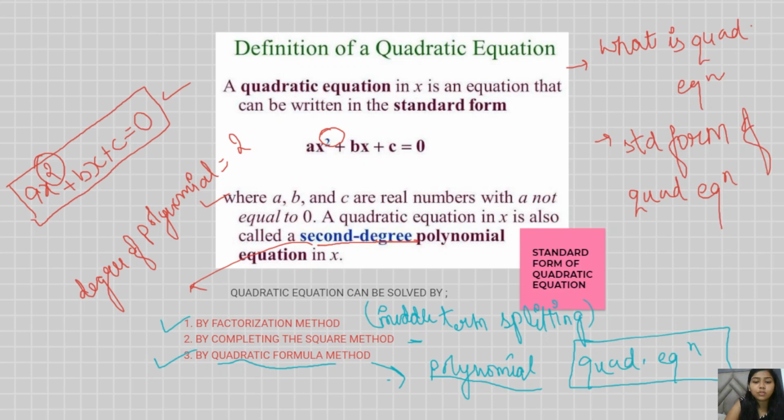So this is what we know as quadratic equations, and there are three methods to solve the quadratic equation. First is middle term splitting, known as the factorization method. Second is the very new completing the square method, and third is the quadratic formula method. I hope it is clear, and I will tell you about each method in detail in our next slide. So please move forward.